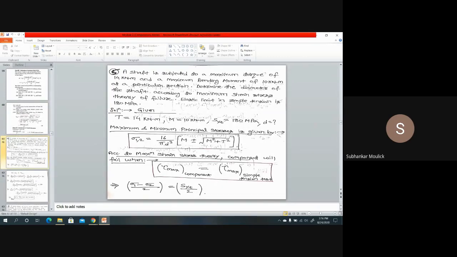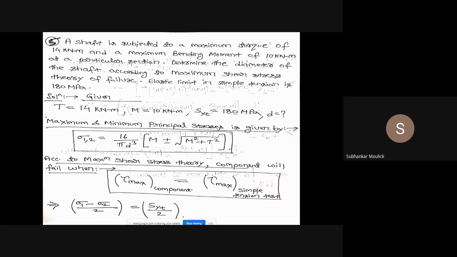Fifth problem. Read the problem. A shaft is subjected to a maximum torque of 14 kilonewton meter and a maximum bending moment of 10 kilonewton meter at a particular cross section. Determine the diameter of the shaft according to maximum shear stress theory of failure. Elastic limit in simple tension is 180 megapascal.